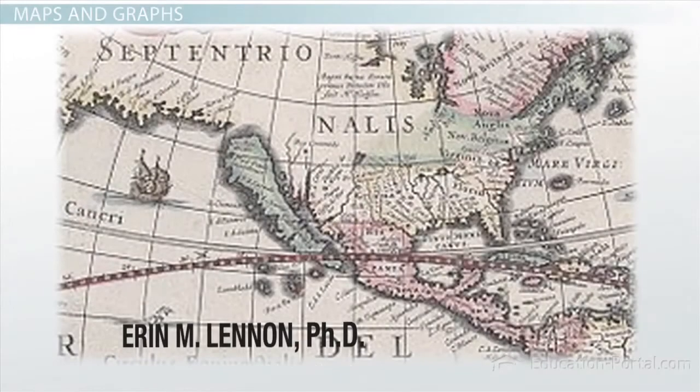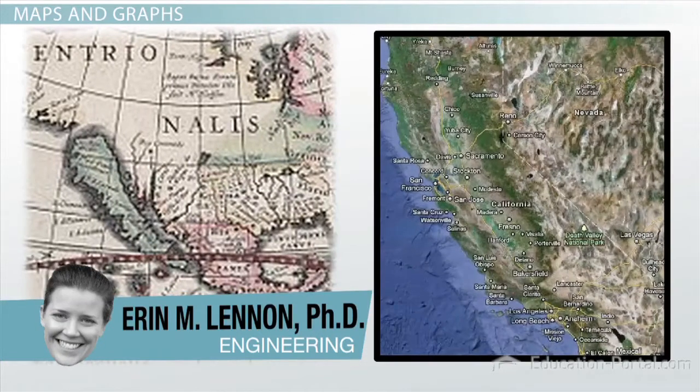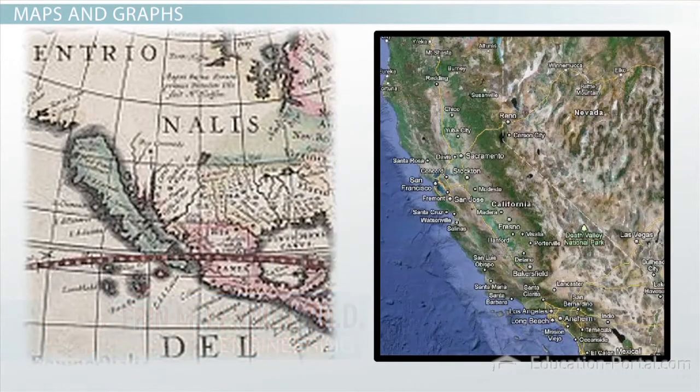Have you ever compared maps from centuries ago to Google Earth? The guys back then were way off. I mean, look at this guy. He says that California is an island. Well, I guess they didn't really have GPS to give them a latitude and longitude when they were mapping coastlines.